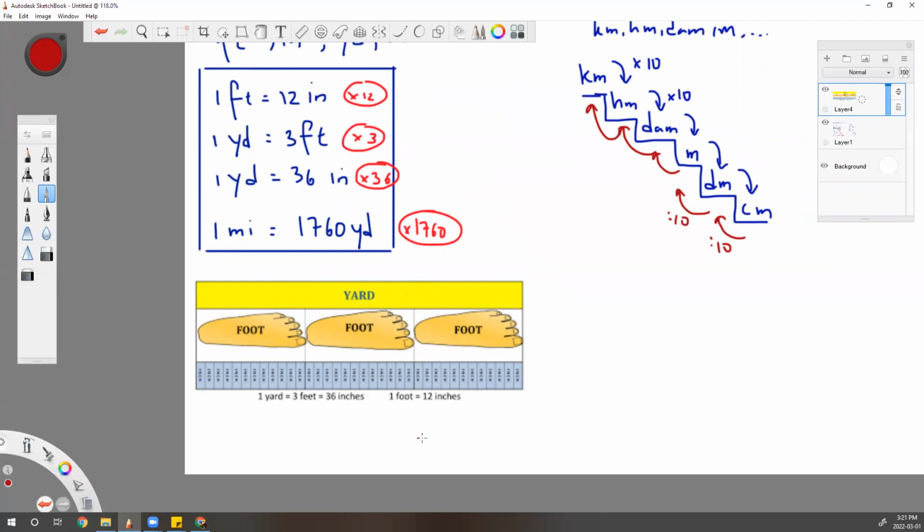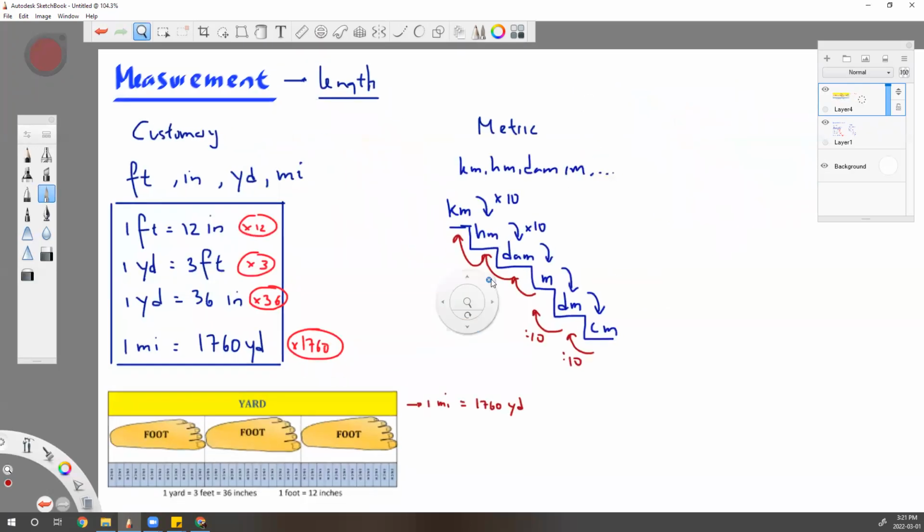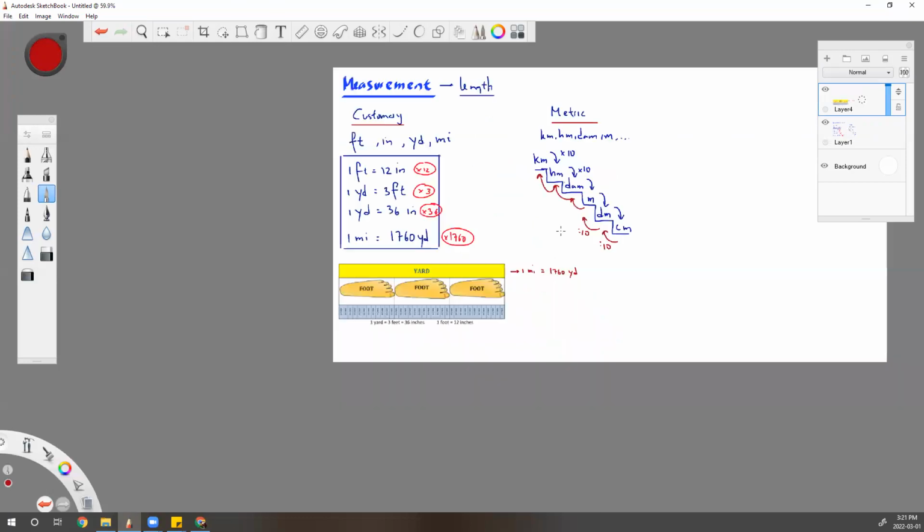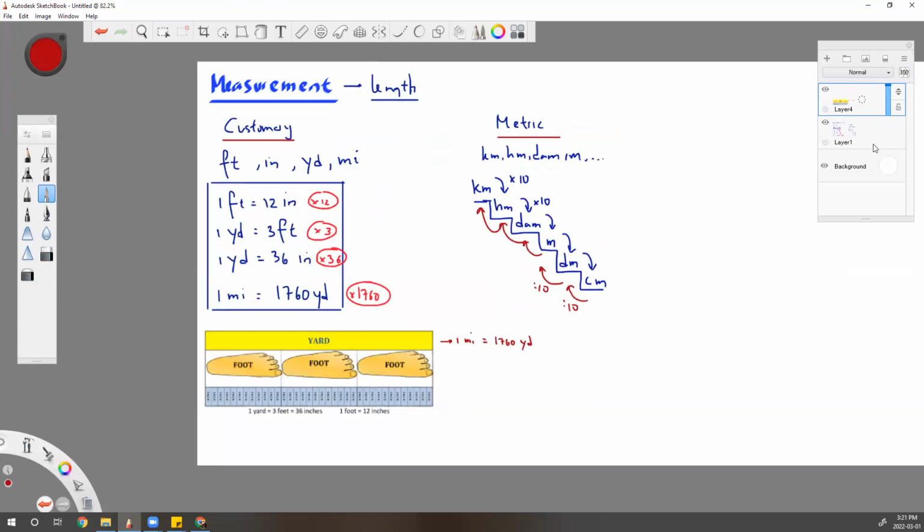I cannot put miles in the same picture because it's too much. So you know that 1 mile equals 1,760 yards. In the metric unit, you don't need to memorize that much, because it's uniform, multiplying by 10. But from feet to inches, you multiply by 12, and from yard to feet, you multiply by 3. So it's different. It's not multiplication by 10. This is the measurement of units. I will send this to you later on. Do you have any questions so far?